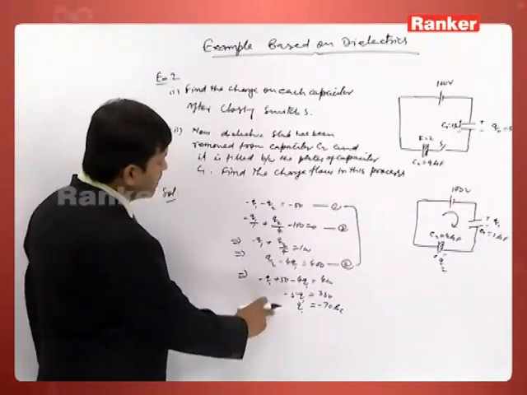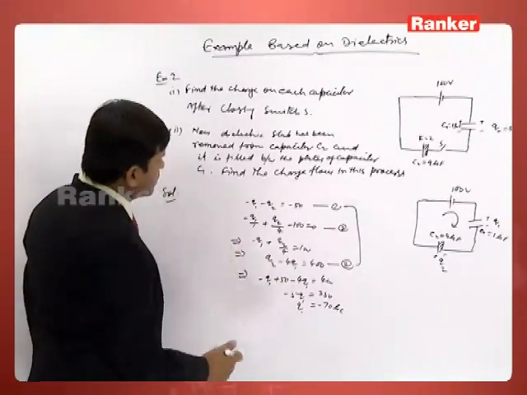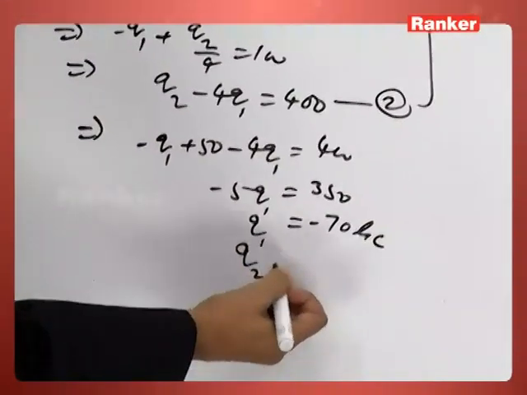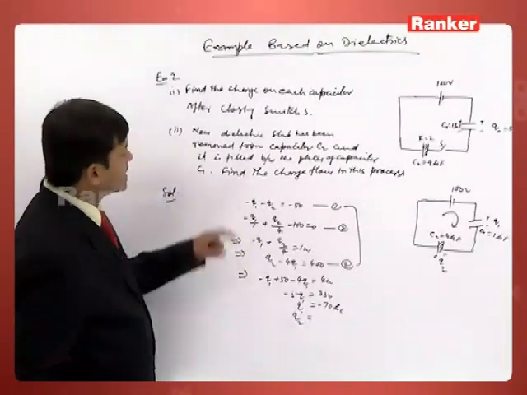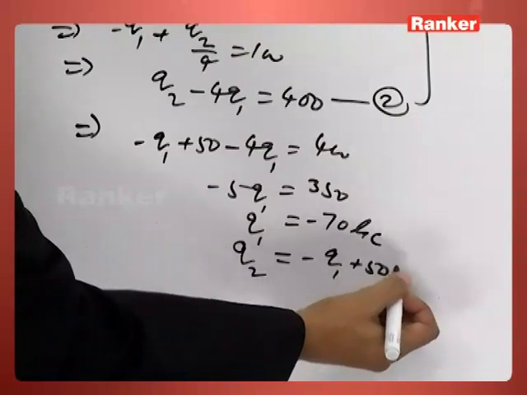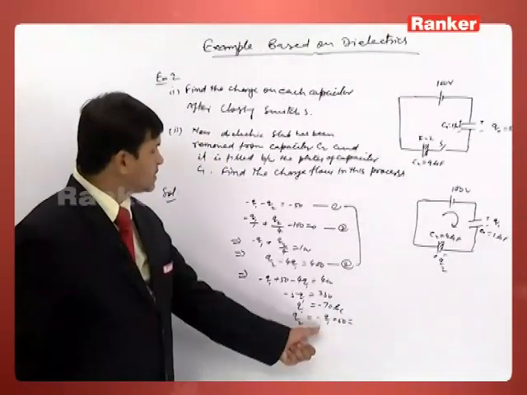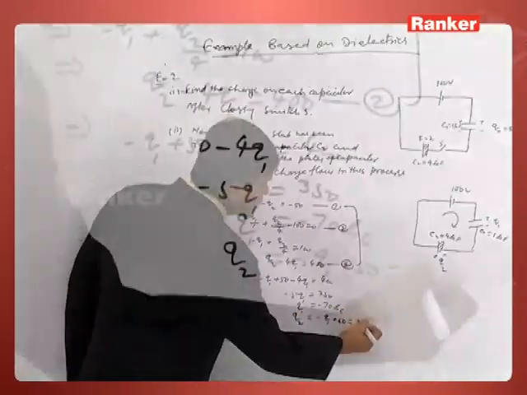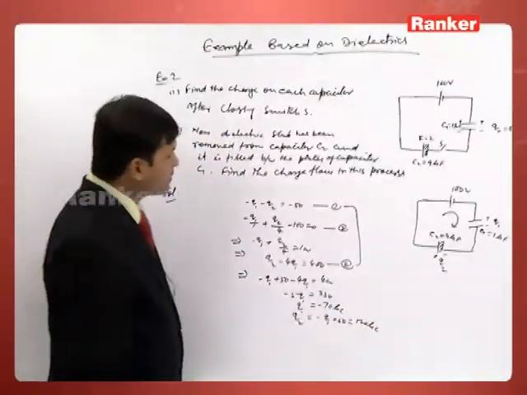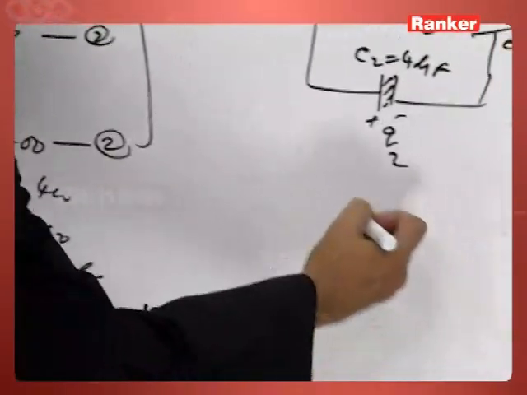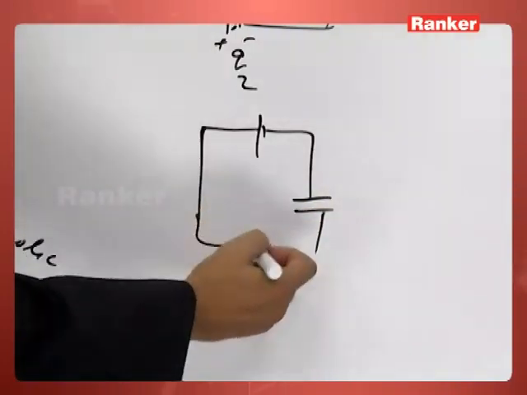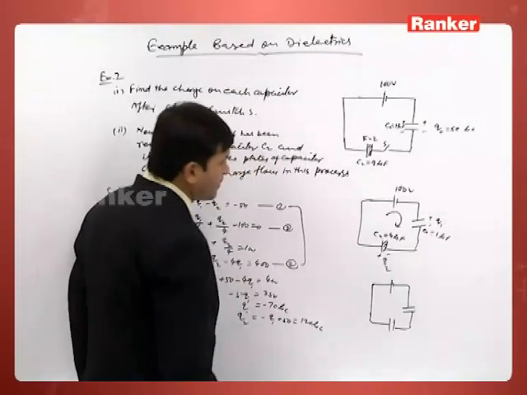Now substitute the value of Q1 here. So the Q2 value will be: Q2 is minus Q1 plus 50. Minus Q1 value is 70, so this is 120 microcoulomb. So finally, what we are getting, the charge on each capacitor is like this. This is the distribution of charge, the final charge.